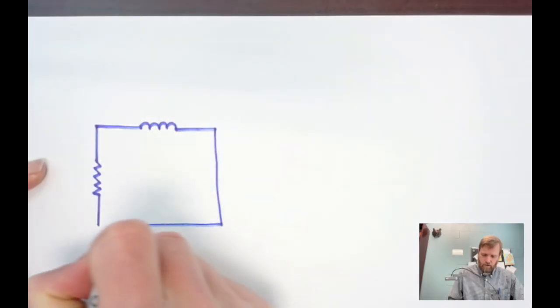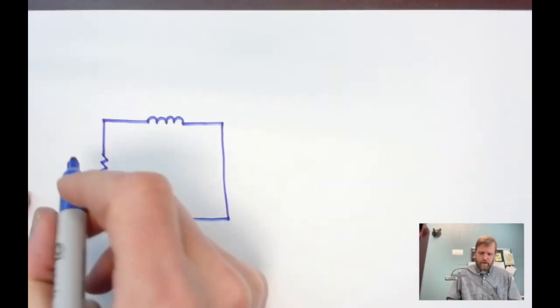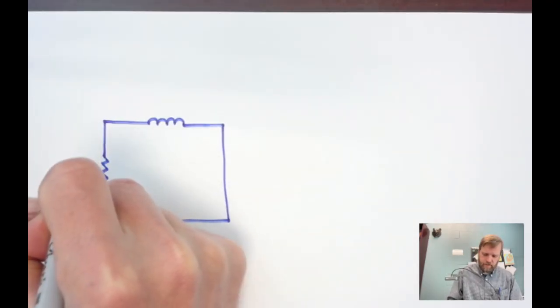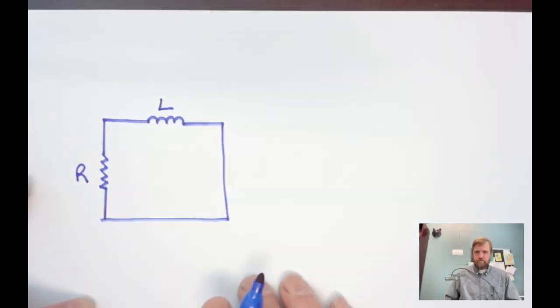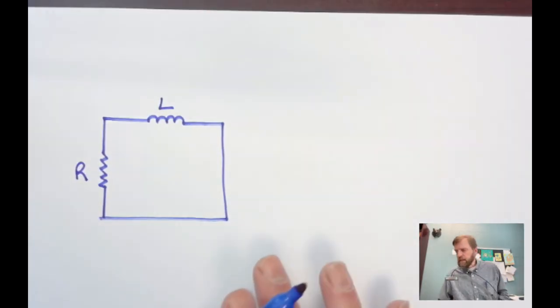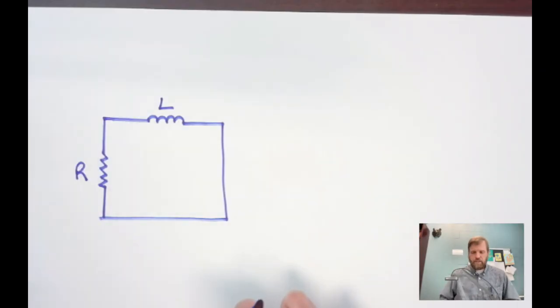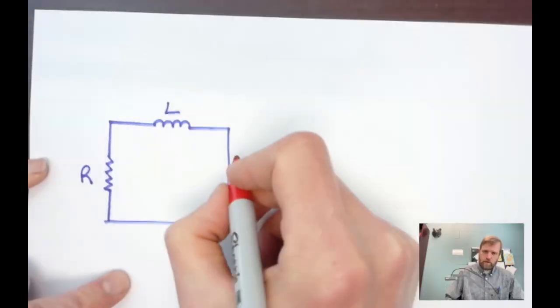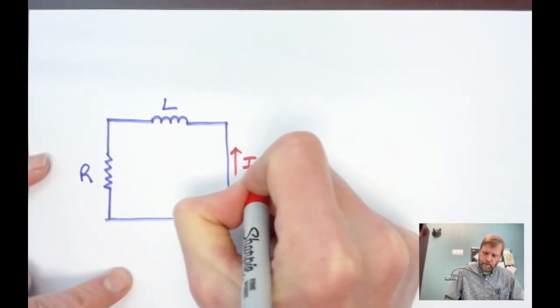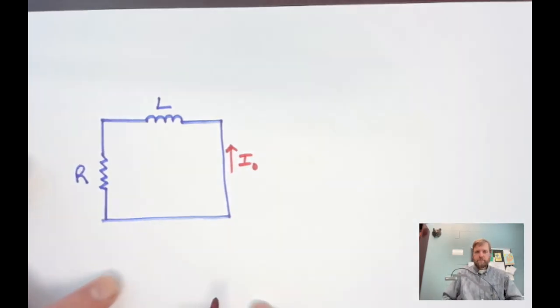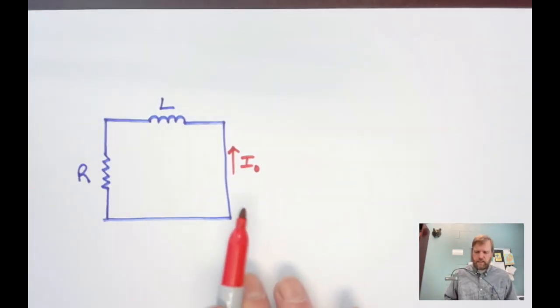So this is an RL circuit where I have a resistor here and an inductor here. Now, we're going to give this circuit some initial current, and call that I naught. So I naught is the initial current.